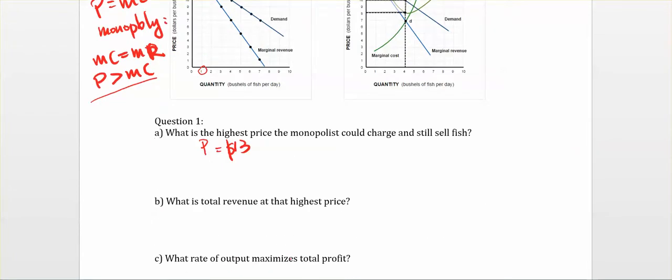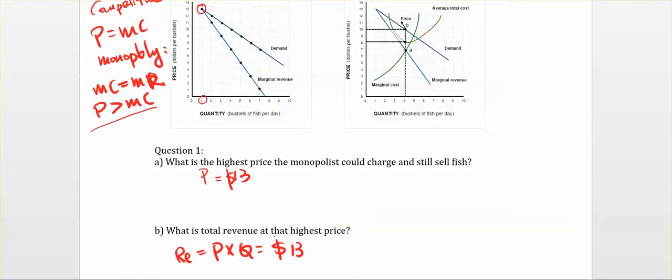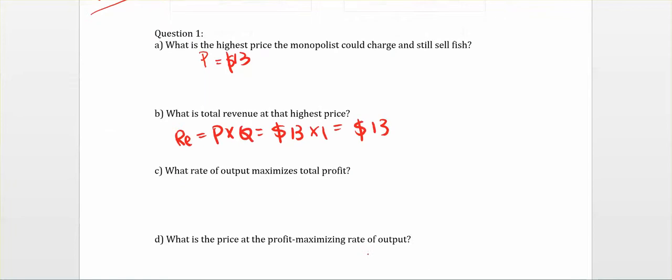Now move to the second question. What is the total revenue at the highest price? We know the revenue equals the price times the quantity, and we already know the highest price is $13, and corresponding to $13 the market demand is 1. So 13 times 1, we get $13 as revenue.